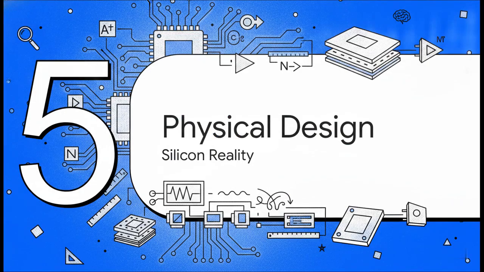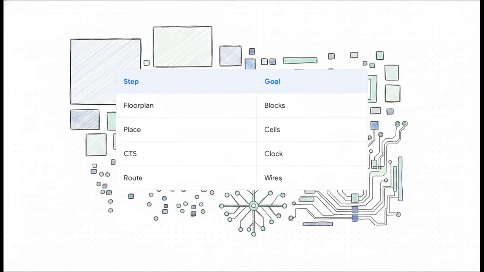Section 5, Physical Design and Verification, bringing us into silicon reality. Now, this is where our digital logic becomes physical reality on silicon. It's a phase heavily emphasized in advanced curriculums like NPTEL's VLSI courses because of just how incredibly complex it gets.